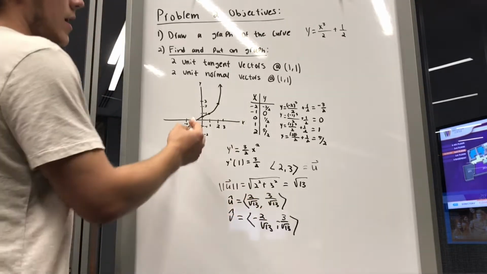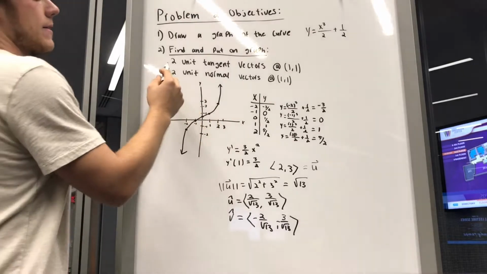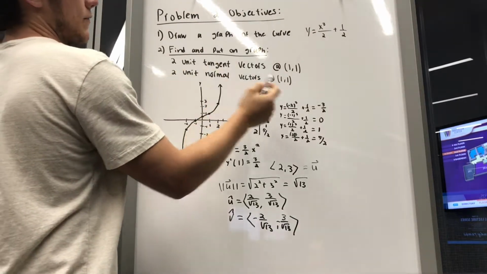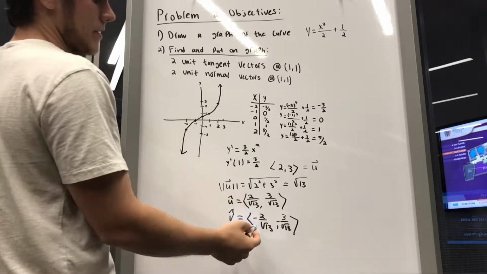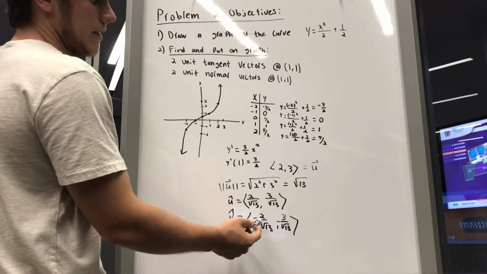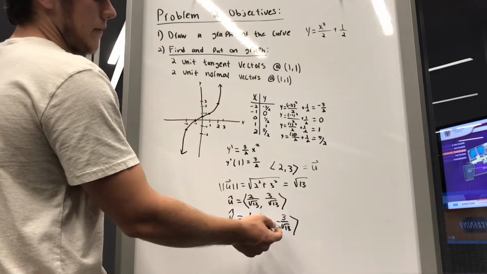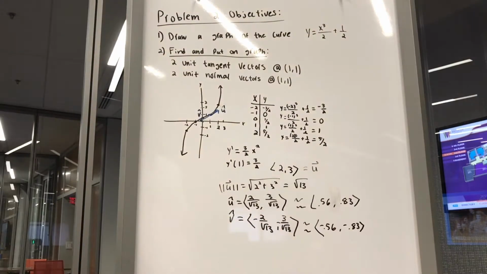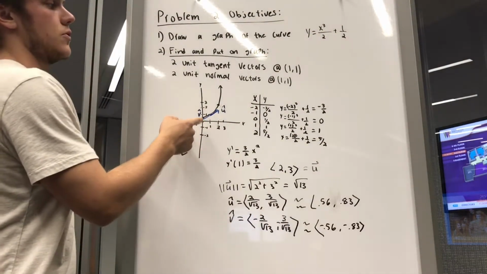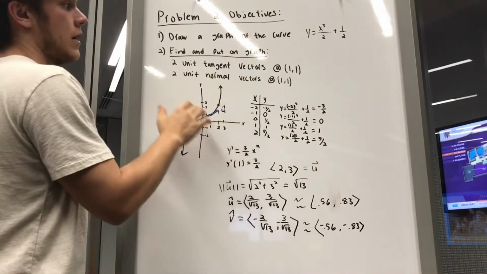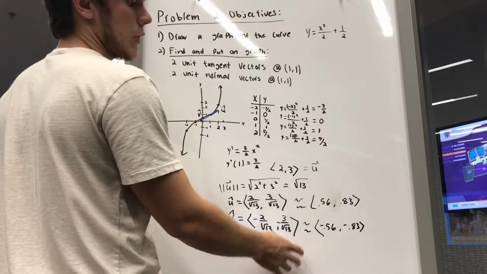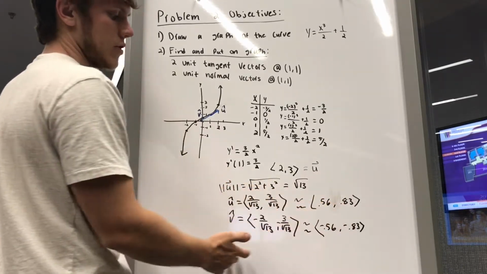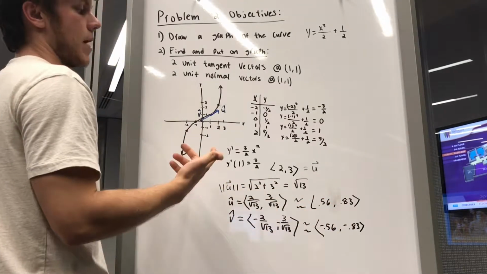Now, analyzing the graph, you know that the only other unit tangent vector at this point 1, 1 is going to be one going in the exact opposite direction, which will be negative 2 over square root of 13, negative 3 over square root of 13. Our next step is to plot the two unit tangent vectors at the point 1, 1 on the graph. We can do this and get a general estimation by getting some decimal approximations and making it easier to picture them in our minds.